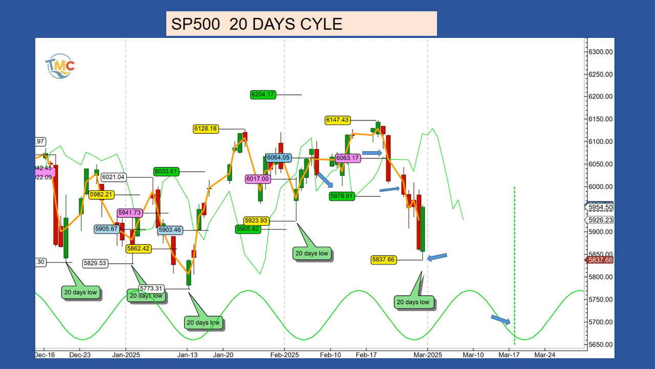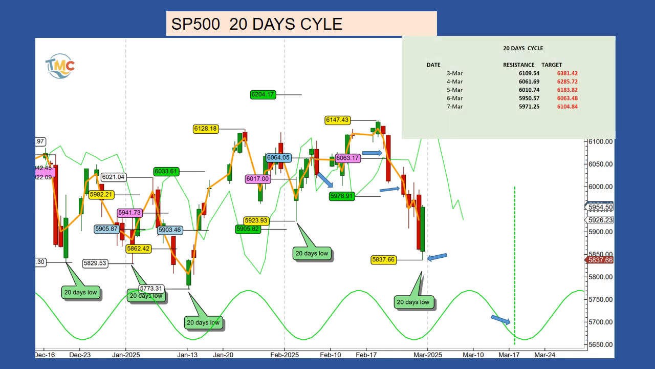Here are the cycle lines for this week, with their potential upside target if the SP500 crosses above them this week. With 5 successful signals out of 6, the success rate for the 20-day cycle is so far 83.33%.